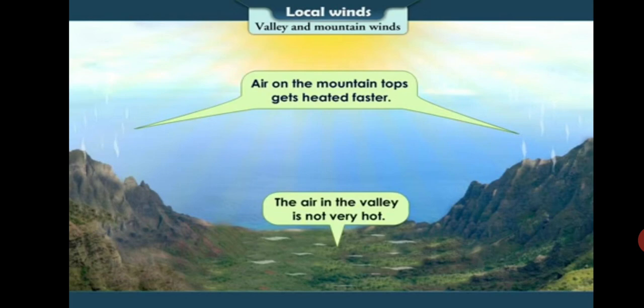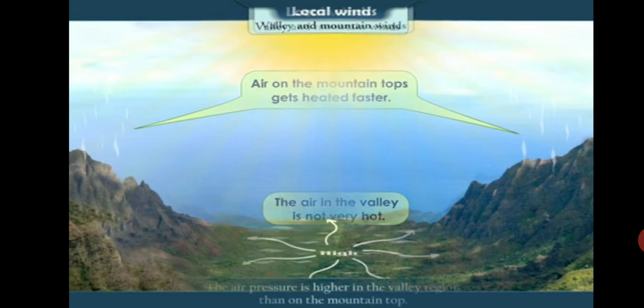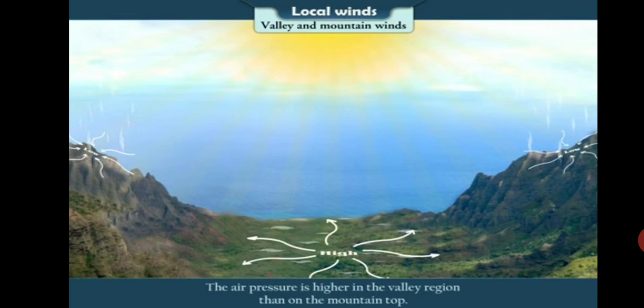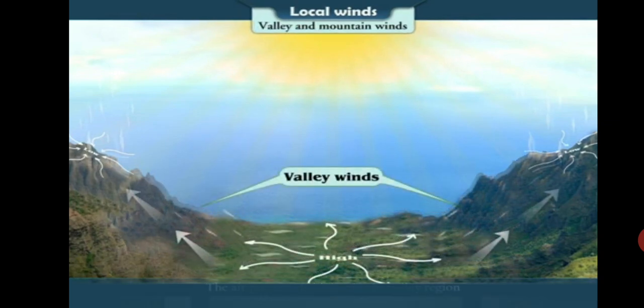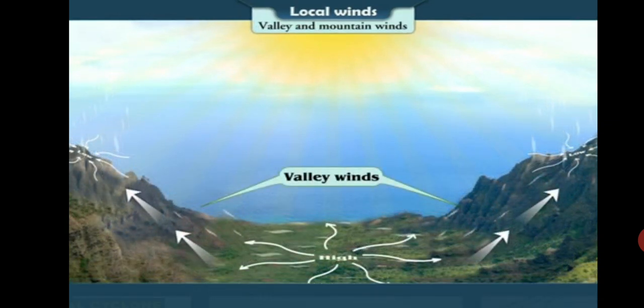Means the air temperature in the valley is low. Since the air temperature in the valley is low, not very hot, the air pressure will be high. So high air pressure in the valley region than on the mountain top. So winds start blowing from high pressure towards the low pressure, that is from valley towards the mountains during daytime, and these winds are called valley winds.